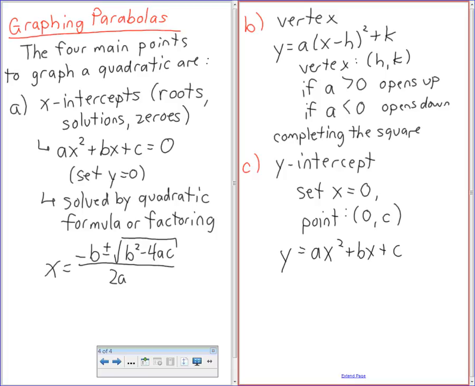Okay? So generally, when you do this, there may be 2 x-intercepts. That would be 4 points. If not, there's only 3 things to find here. Like the y equals ax squared plus bx plus c, that's called standard form.